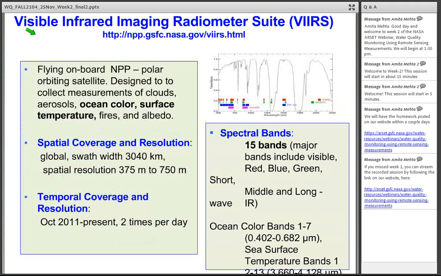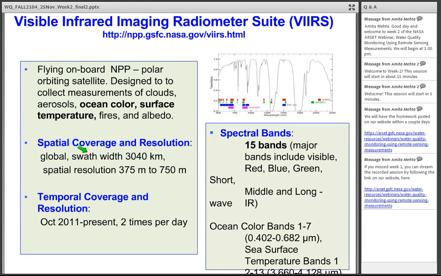Okay. So VIIRS, which is flying on NPP. The red bands shown here are from VIIRS and green from MODIS. There are fewer bands, 15 bands, but all major bands such as blue, blue-green, middle and near IR are covered in VIIRS. This instrument is similar to MODIS, and it is designed to continue parameters obtained from MODIS. Similar parameters can be obtained from VIIRS. So VIIRS is designed to continue MODIS forward in time from 2011 onwards.